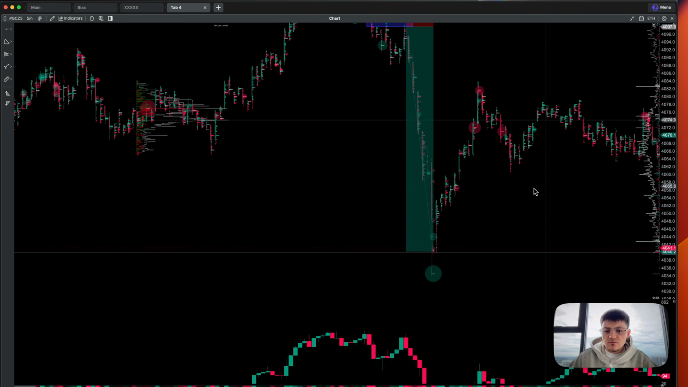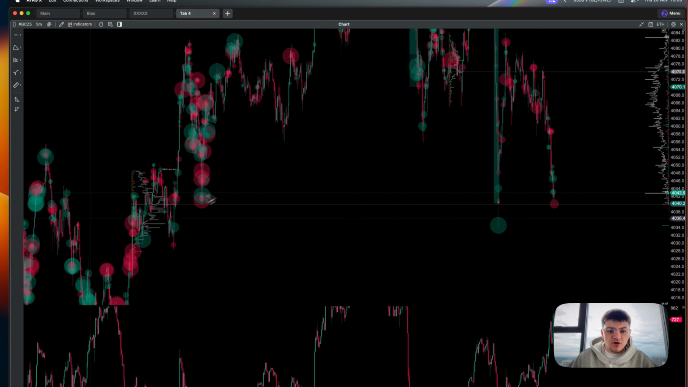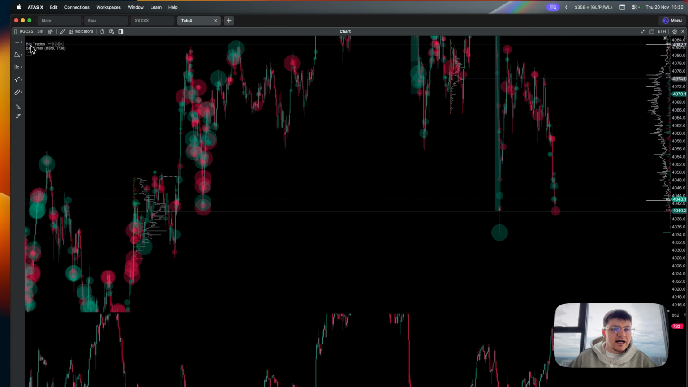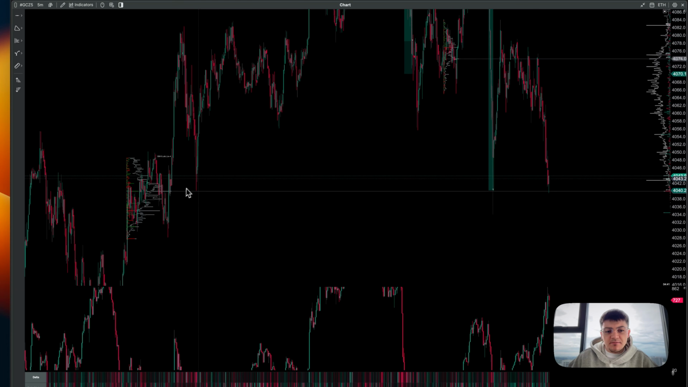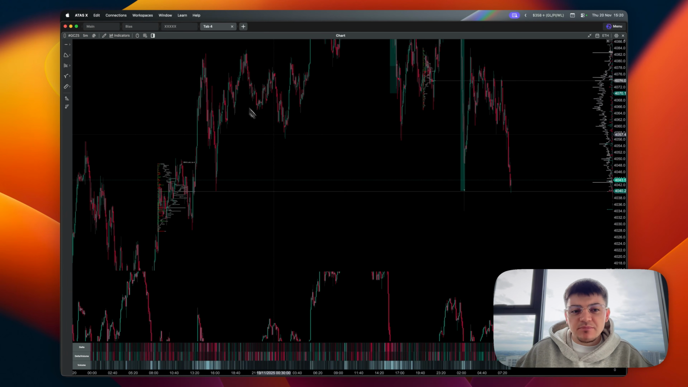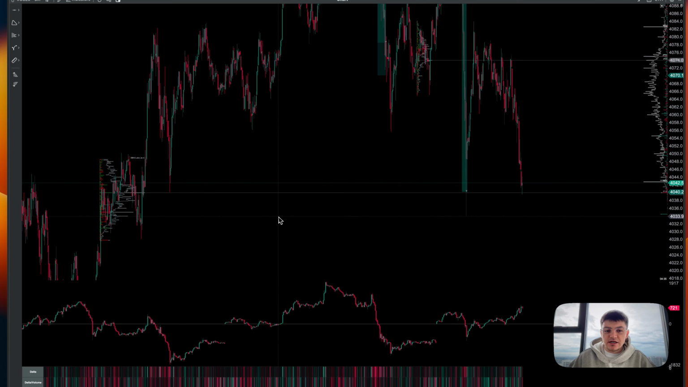So if I zoom out, I can show you guys. So we had a balance area over here. If I just hide these big trades because it looks crazy, look at this balance area over here. We came back into this balance area before, tapped it, and price moved away. What is that showing us, guys? That's showing us that there's clear interest in this balance area. So I want to be interested in this balance area as well.